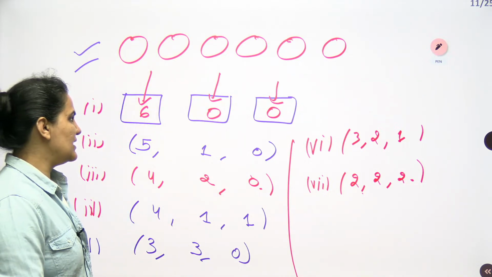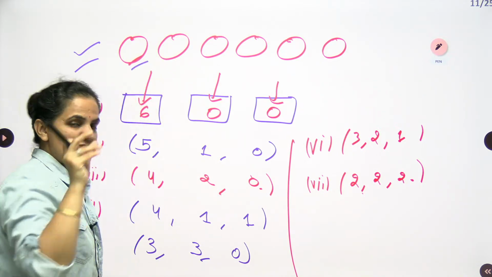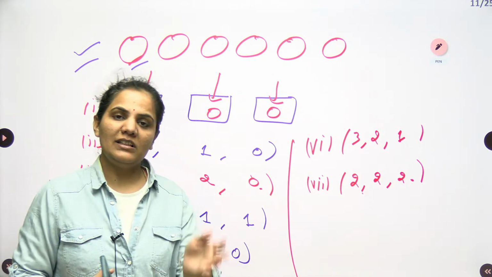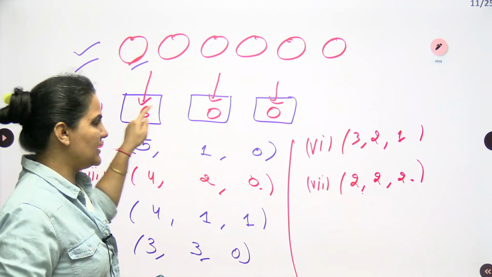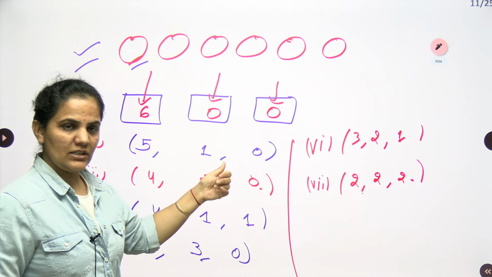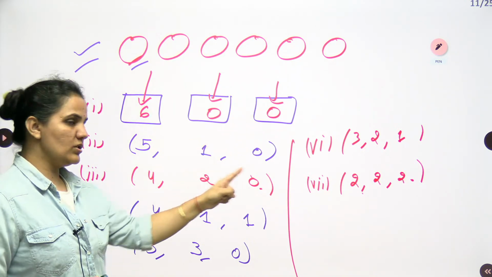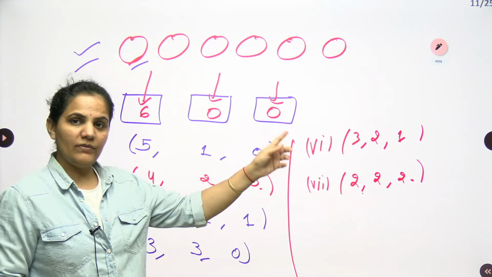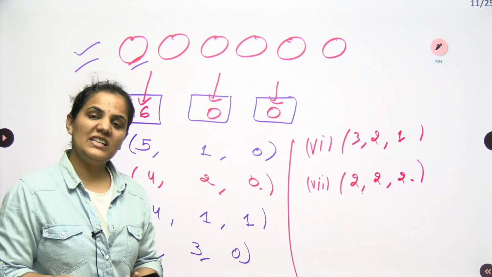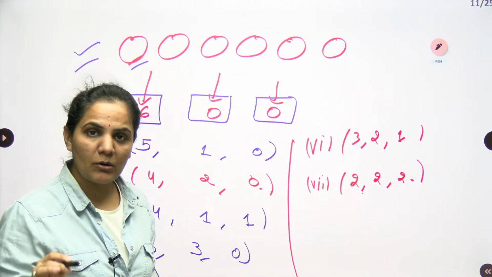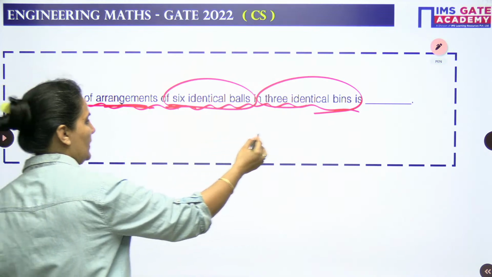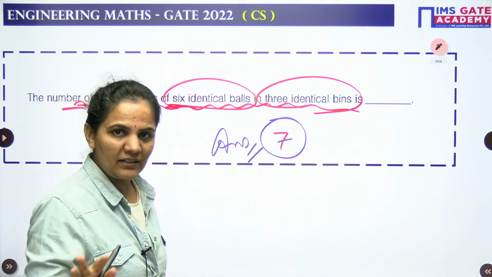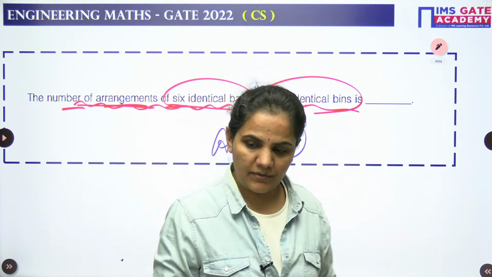So we need to arrange 6 balls in 3 boxes, and all the 6 balls are identical and all the 3 boxes are identical. You can start with 6 0 0, then 5 1 0, where I am putting 0. Then 4 2 0, 4 1 1, 3 3 0, 3 2 1, and 2 2 2. So these are the 7 possible cases. As it is asking for the number of arrangements, there are 7 possible arrangements in this pattern of question. I hope this is clear to everyone.